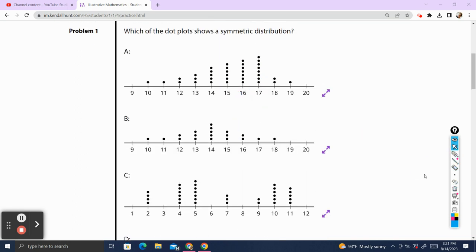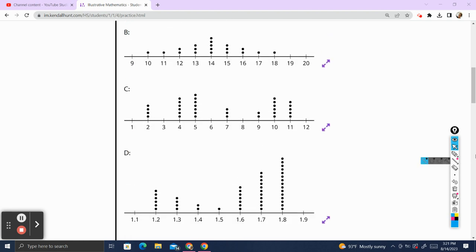We're going to keep going. We're going to look at C and D. In this case, this has a lot going on. It goes up, it comes down, it goes up and down again. That doesn't look symmetric. It's not the same on both sides. So we're going to put an X over here.